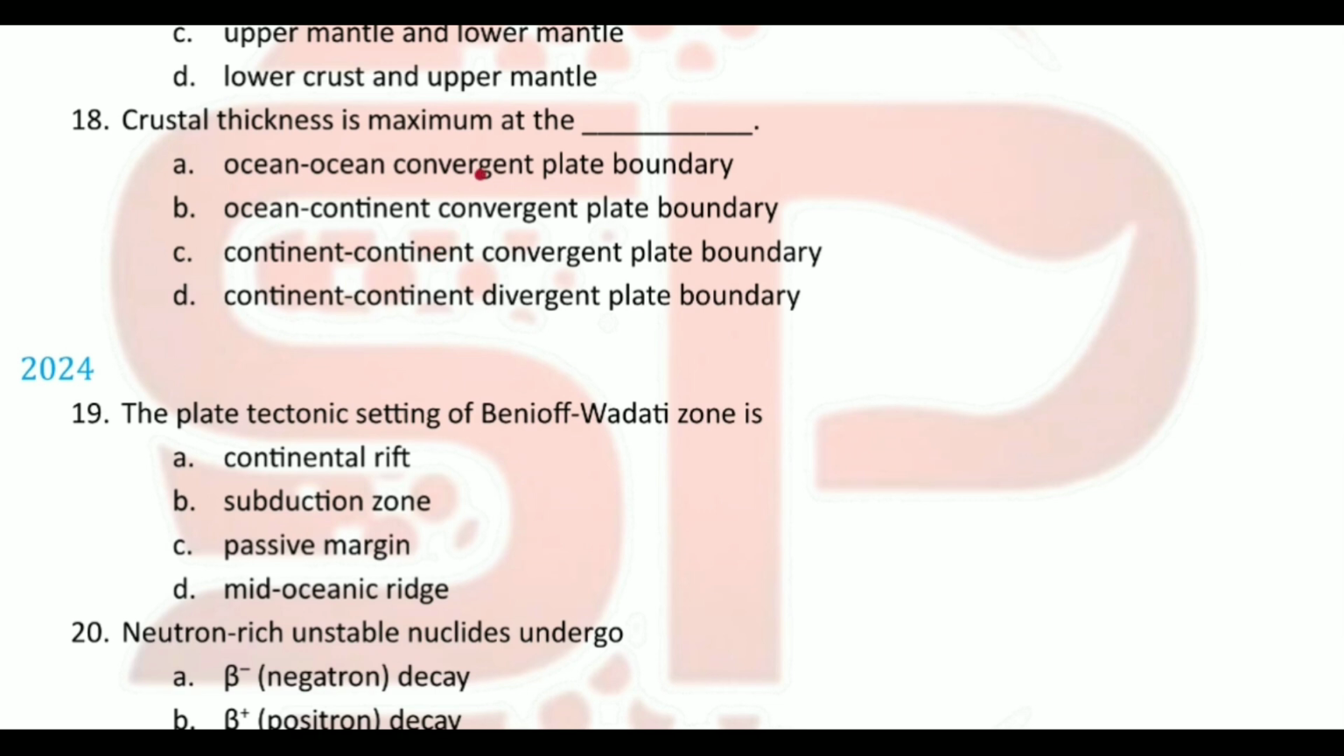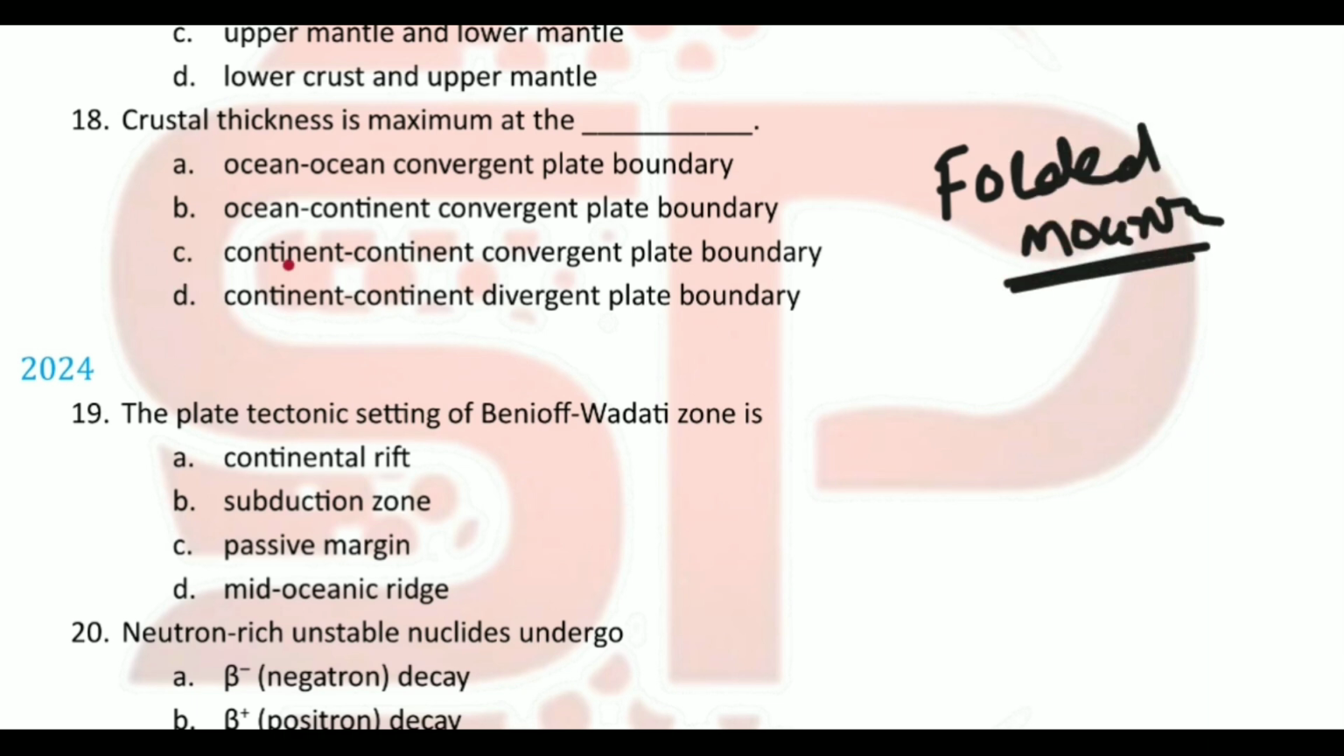Then also, crustal thickness is maximum at the folded mountain belt, which is formed in continent collision. The folded mountain belt is produced at a continent collision. So the maximum thickness you will get is at this plate boundary, the continental convergent plate.